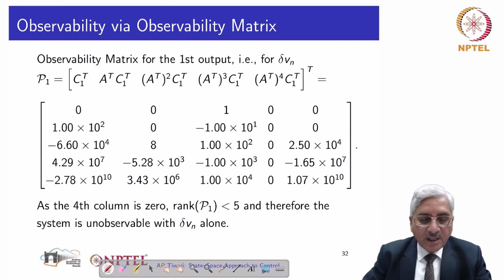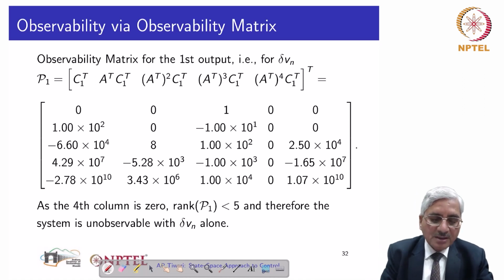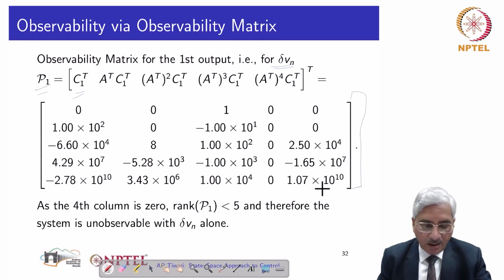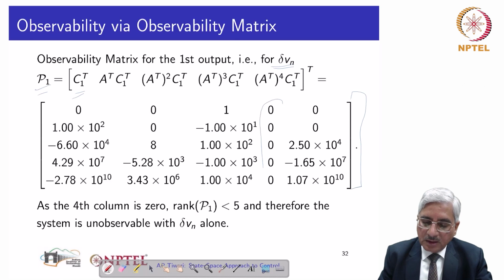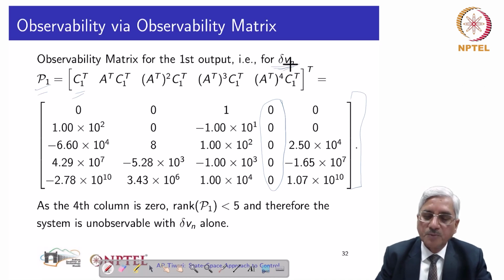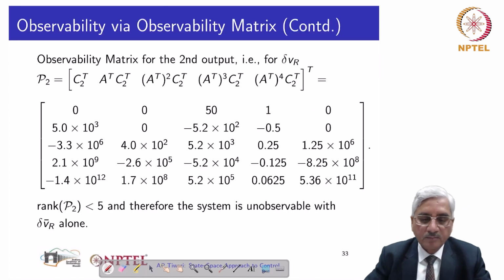Now if we try to prove the observability through the test of rank of the observability matrix, and we assemble it considering only the first output, we get this observability matrix. In this column is 0, meaning that its rank is less than 5, and so the system is not observable by one output, that linear voltage output.